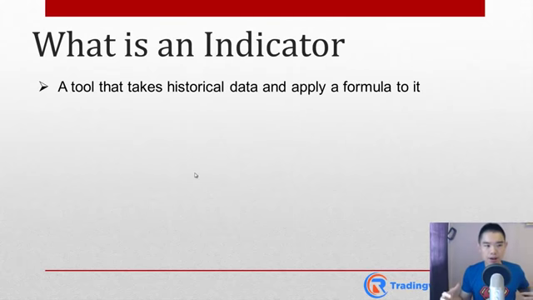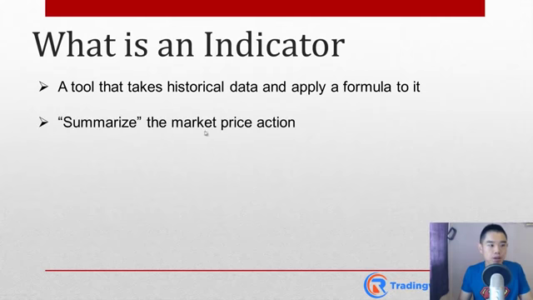So it's basically a tool that takes historical data and applies a formula to it. In fact, if you think about most indicators, this is what they do. They take the historical data, whether it is volume or price, apply a mathematical formula to it, and that's where your indicator gets its line, or the different colors and stuff like that. So the thing that it does is that it helps you summarize the market's price action. If you think about moving average, what does it do? It simply summarizes the past prices to tell you whether the market is in an uptrend, range, and stuff like that. So an indicator gives you a quick summary of what's going on in the market, okay?